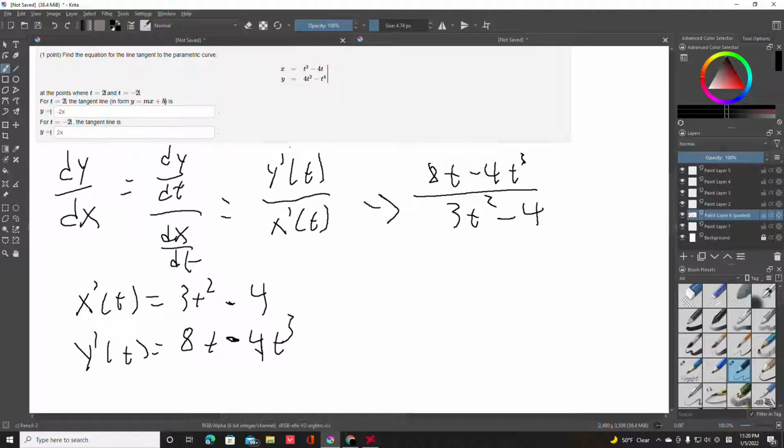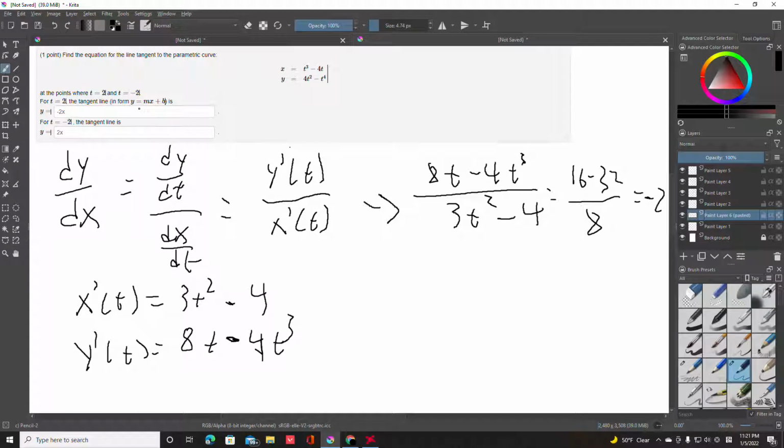We just substitute 2 into every t here. 8 times 2 is 16, minus 4 times 8 is 32, so the numerator is negative 16. For the denominator, 2 squared is 4, times 3 is 12, minus 4, and we get 8. So this is just negative 2. Alright, that is our slope.